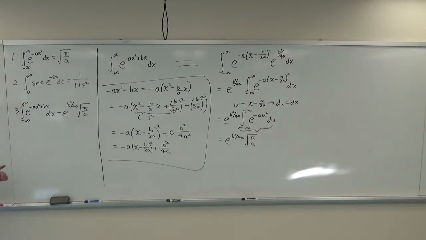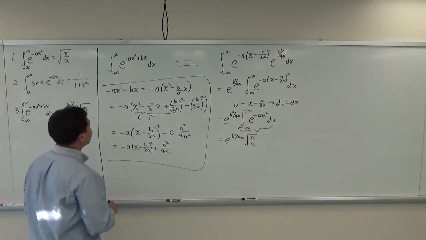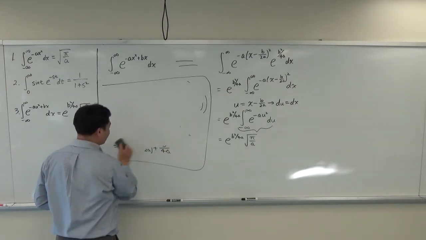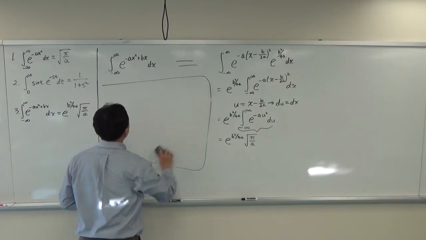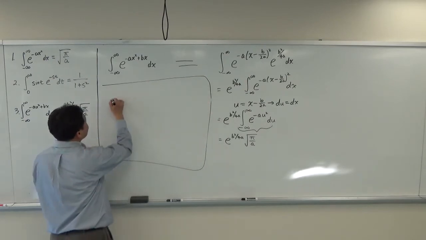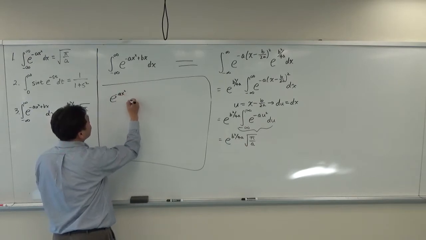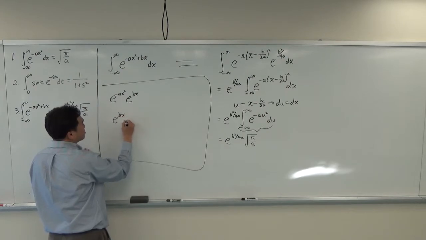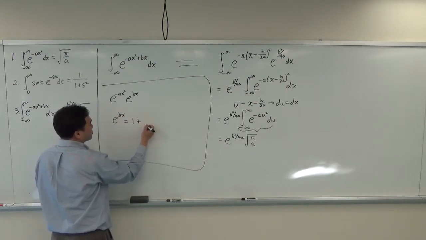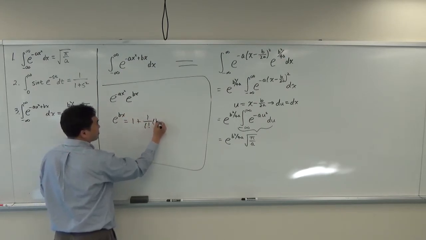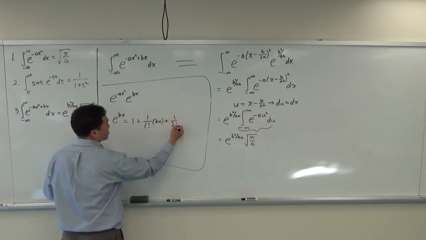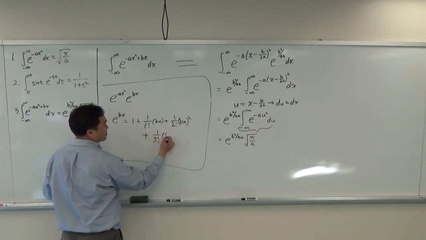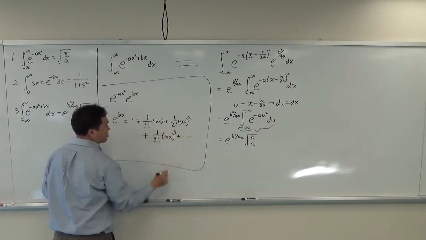Okay? Now there's actually a more crazy way to do the same calculation, which I don't recommend, but it's still possible. What you do is you can rewrite e to the negative ax squared, and then e to the bx, and then e to the bx is equal to 1 plus 1 over 1 factorial bx plus 1 over 2 factorial bx squared. You remember this Taylor series? Yes. Right? This is a Taylor series.